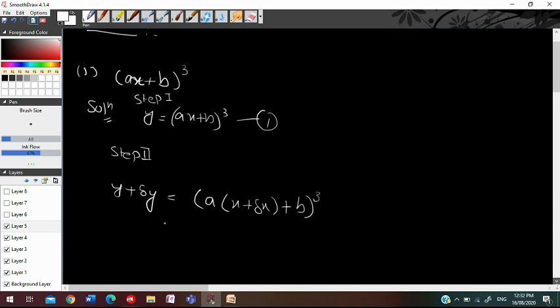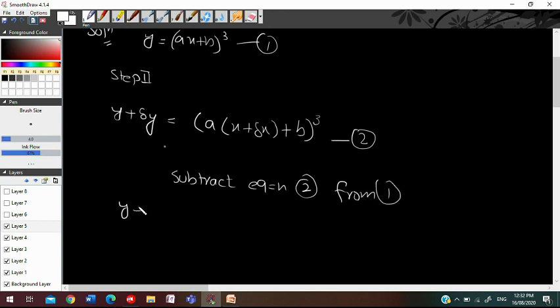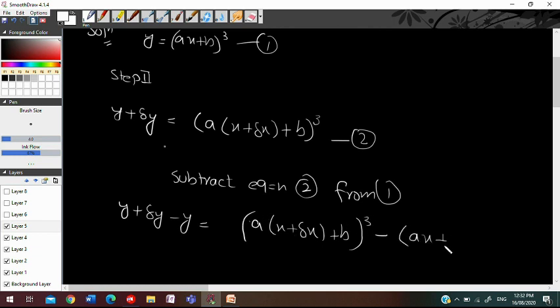Now this step 2 is your equation number 2, and the same step, what we do, we subtract equation 2 from 1. So y plus delta y minus y is equal to (ax plus delta x plus b) whole power cube minus (ax plus b) whole power cube, and this y is cancelled with this y.